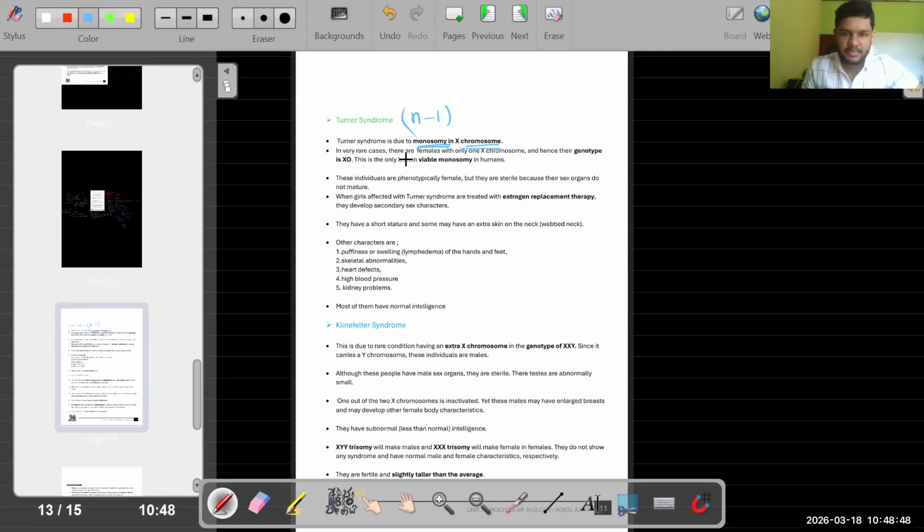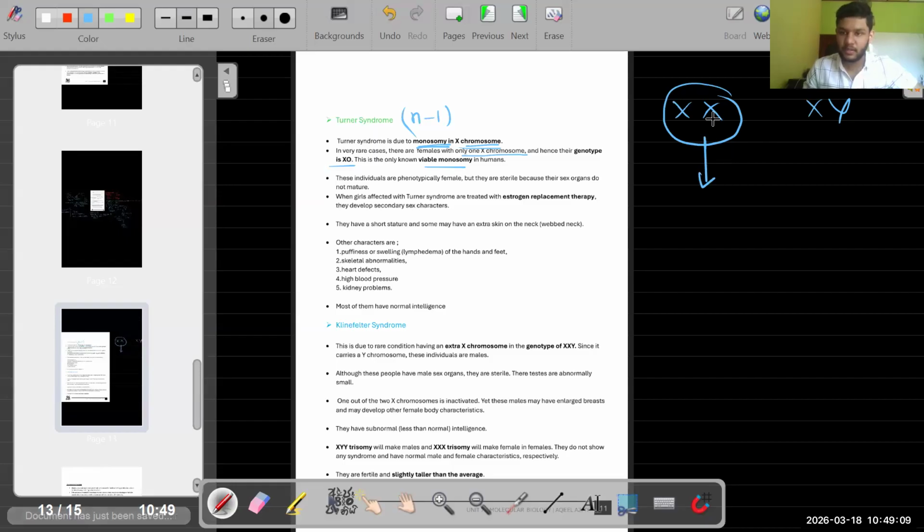In very rare cases, there are females with only one X chromosome, and hence their genotype is XO, and this is called viable monosomy. Normally we know females have what type of genotype? XX. Males have XY, right? If a female is affected with Turner syndrome, she has one X chromosome less, which means X. So actually it will be looking like X, right?